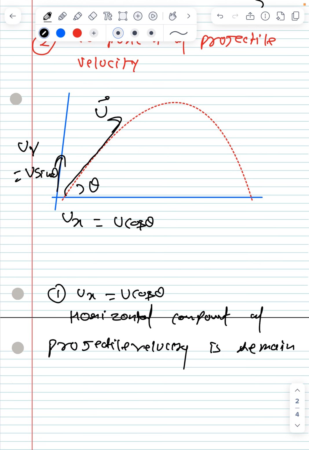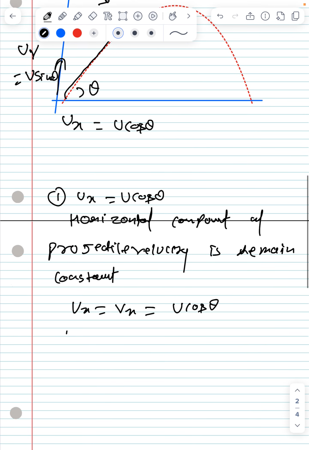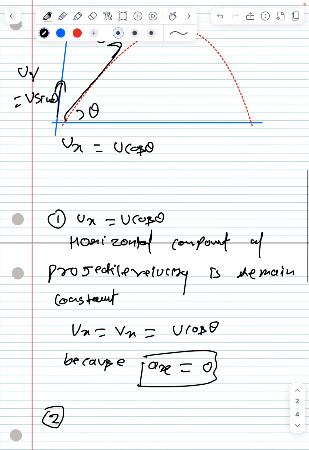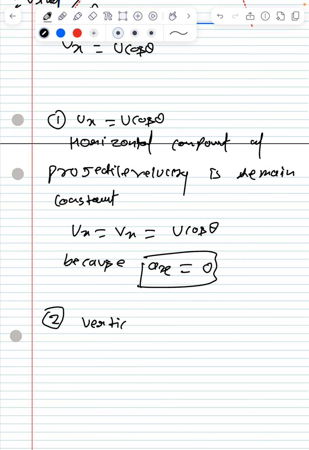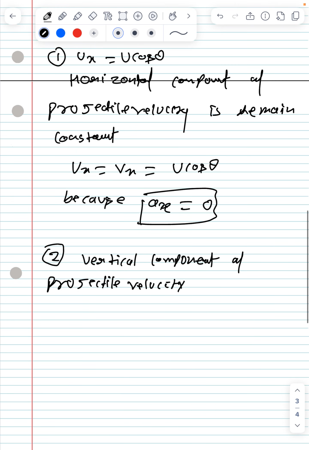And some key points about this: u x equal to u cos theta, the horizontal component of projectile velocity, remains constant, and u x equal to v x equal to u cos theta, because the acceleration of the particle along the x direction is equal to 0, meaning there is no change in velocity along the x direction.